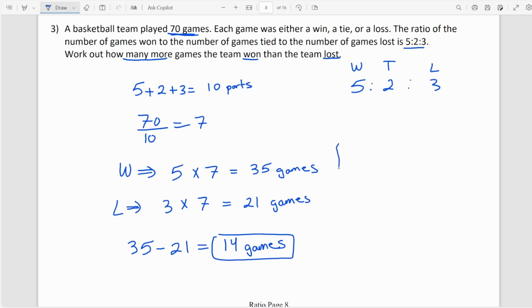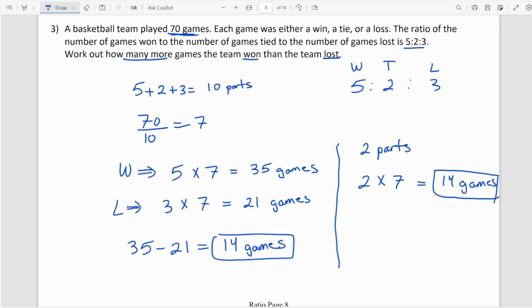There is another way of doing this, by the way. Instead of finding how many did we win and how many did we lose, we can simply look over here and say, what's the difference in parts between winning and losing? You have 5 parts for winning, 3 parts for losing. 5 minus 3 is 2 parts. So the difference is 2 parts, and each part is represented by 7 games, so 14 games. This is just another way of doing it. It incorporates understanding how the parts are divided.